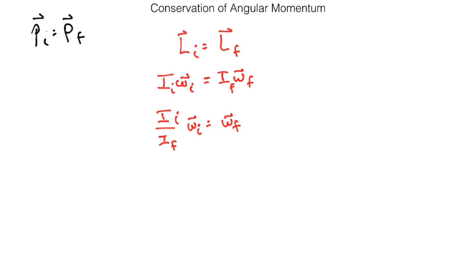We need to talk about what this initial and final moment of inertia is. When I began, I had my arms outstretched. So the moment of inertia of this system consists of several parts. We'll break it down.